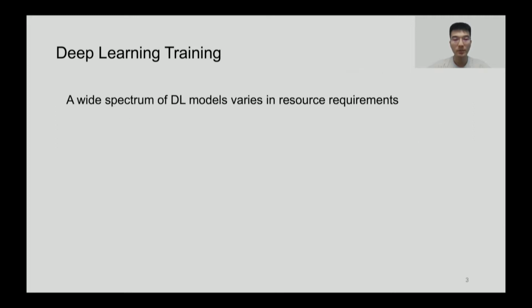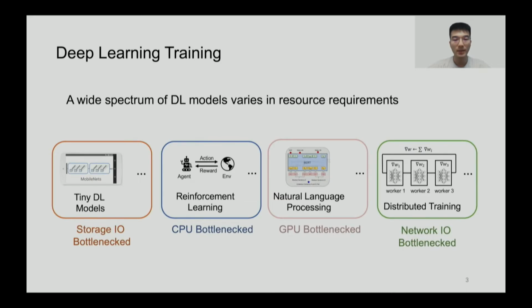Nowadays, deep learning models vary dramatically in model size and types, and training them is bottlenecked on different resource types. For example, training tiny deep learning models is usually bottlenecked on the storage I/O. Training RL models relies on CPUs for simulations, making CPUs the bottleneck. Besides, GPU and network I/O are the bottleneck of NLP jobs and distributed training jobs, respectively.